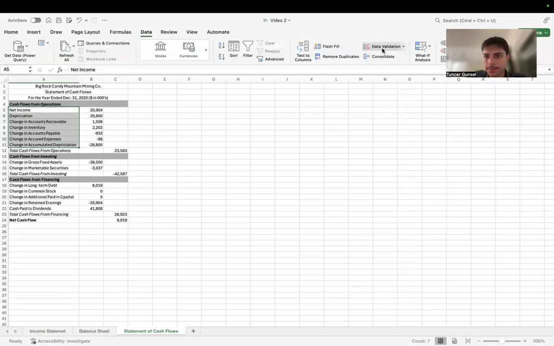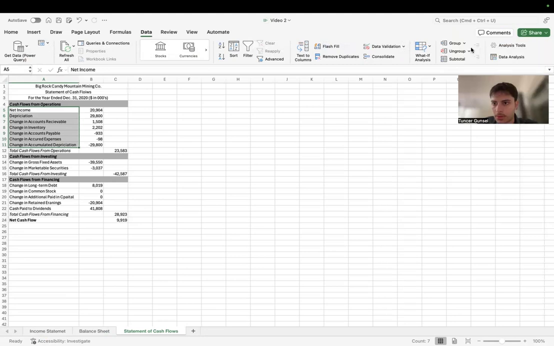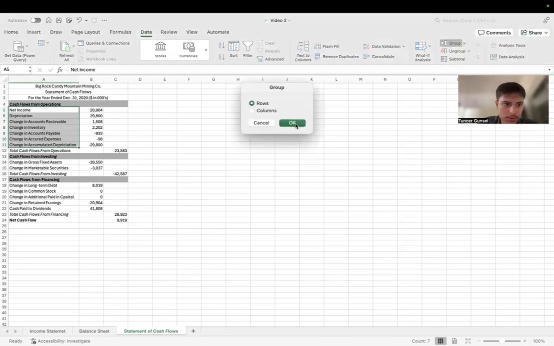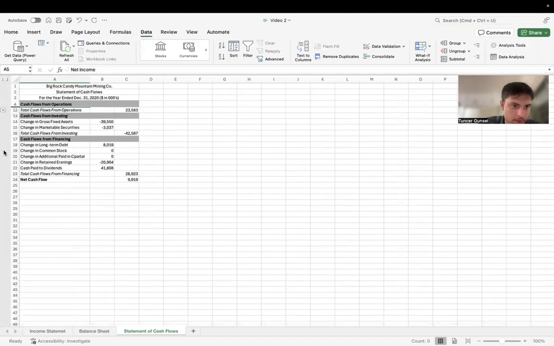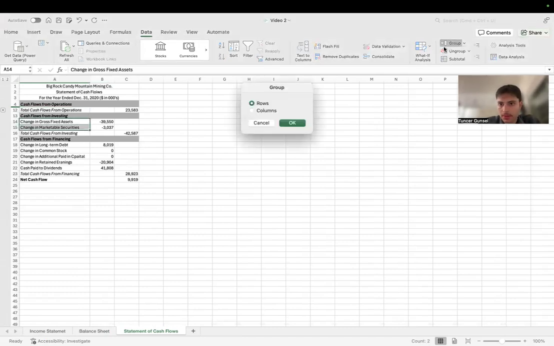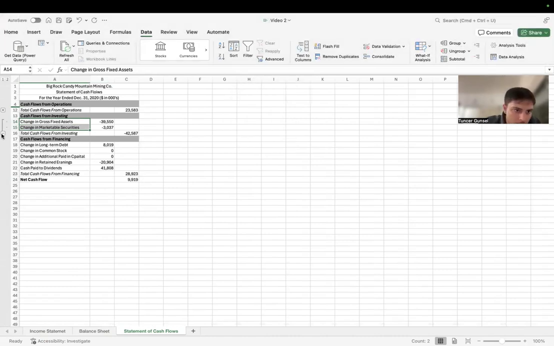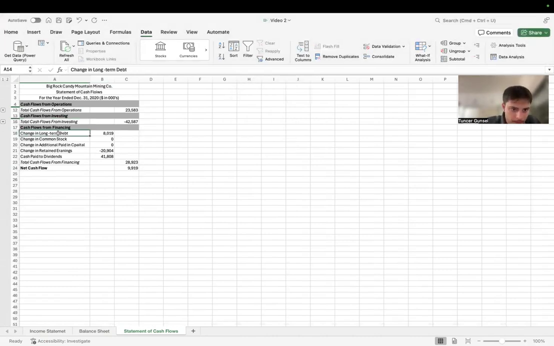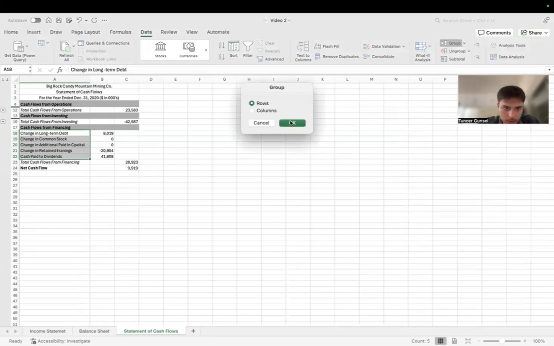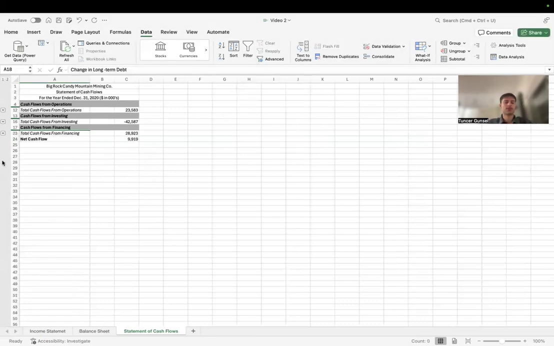We go to Data. Oops. We go to Group rows. And as you can see, we only see the total. We did the same thing again, rows. Same thing here, rows. Yes. Yes, that's our statement of cash flow. Final.